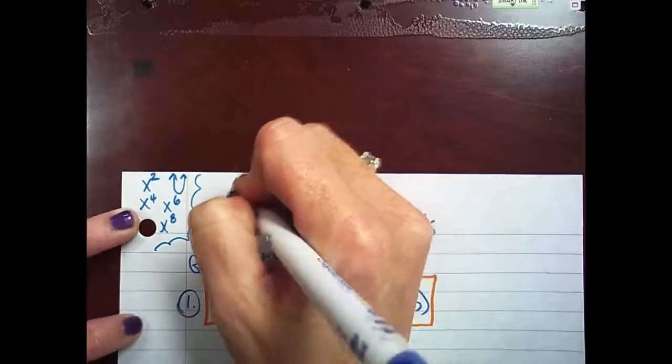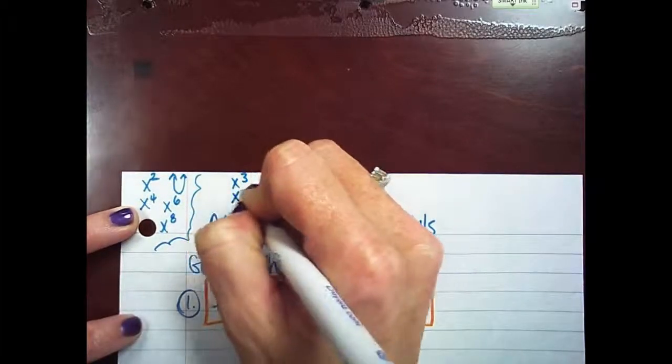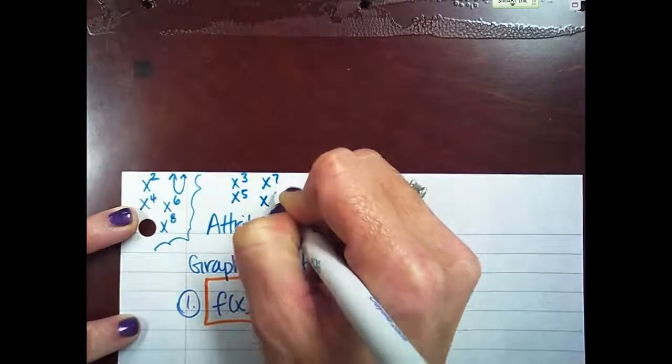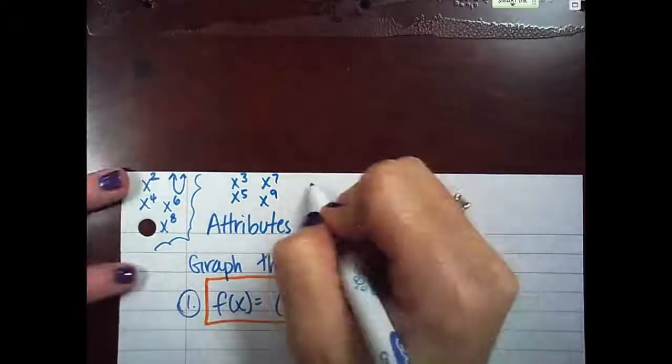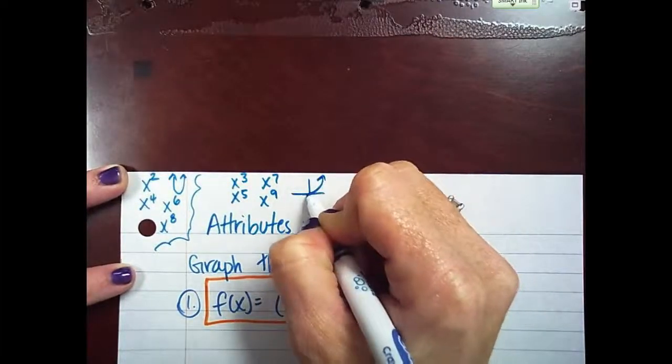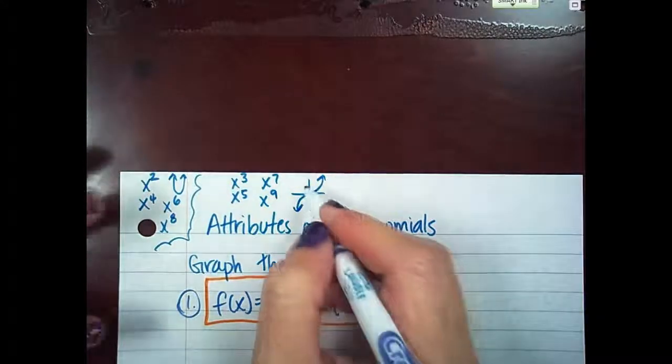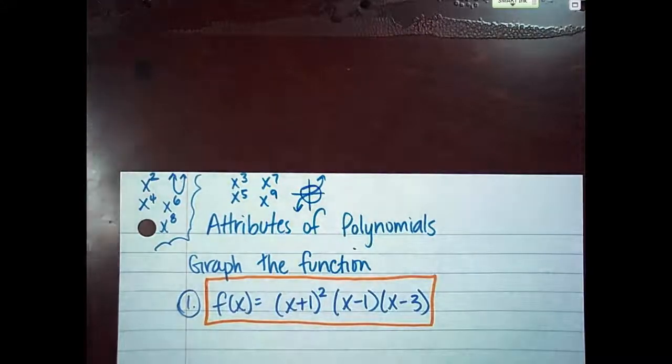What about if you have something like x cubed, or x to the fifth, or x to the seventh, or x to the ninth? Odd exponents. What is their end behavior? Positives get more positive, and what happens to negatives? Right. So their end behavior is on the right you go up, and on the left you go down. I'm not real sure what's going to happen in the middle, but I know that the bigger I get, I'm going to go up, and the smaller I get, I'm going to go down. Right? Okay, that's called end behavior.